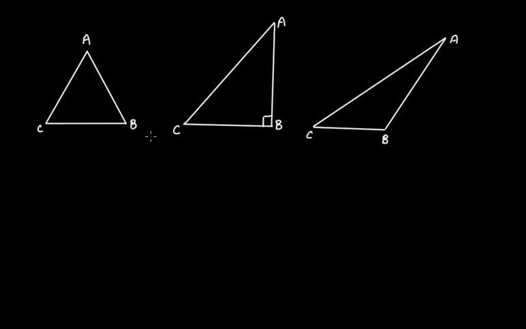The point that we want to discuss is, in any triangle, the sum of the lengths of two sides will be greater than the third side. Sum of lengths of any two sides will be greater than the third side.